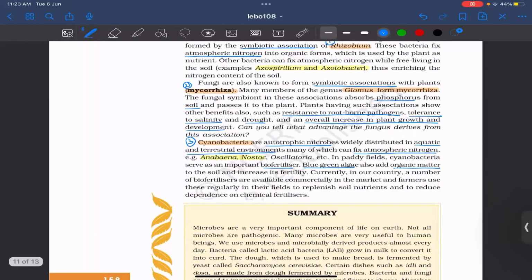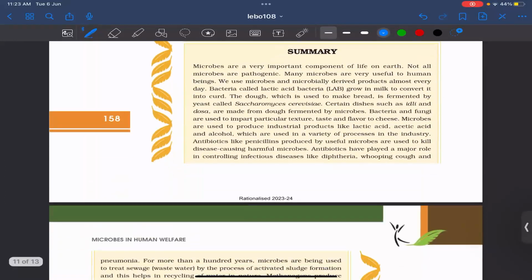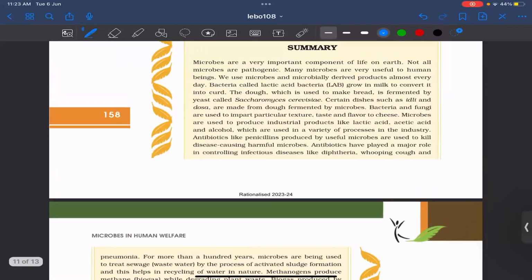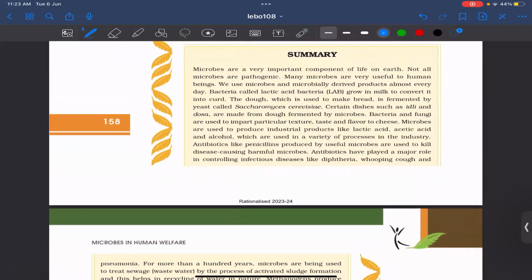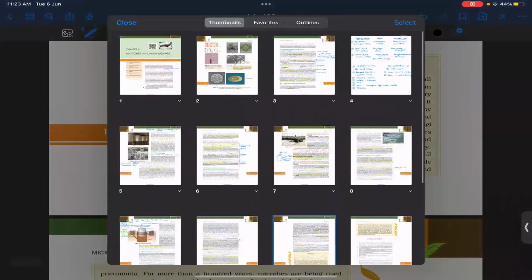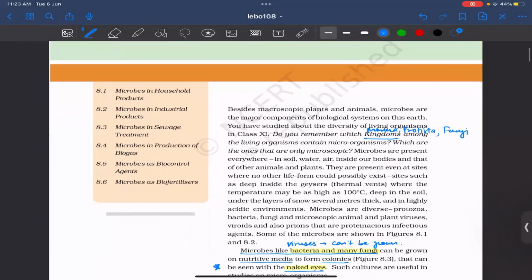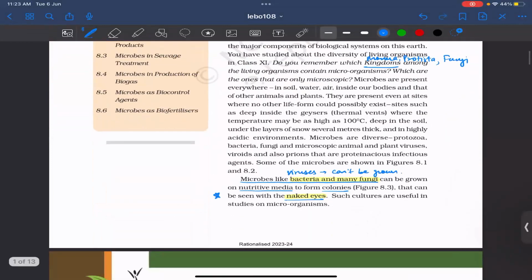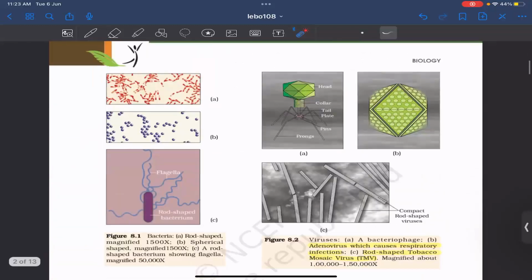So here we are done with the chapter. This was an overview of the chapter. This is a summary. As such, there is no extra point in the summary, but do give it a read once. We'll just quickly skim through each chapter and discuss the practice exercises again. So in the first phase, there is just the naked eye point which you need to remember, that the colonies can be seen with the naked eye. These are a few diagrams.